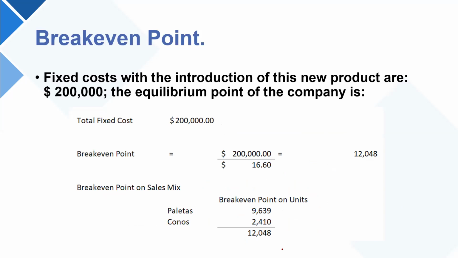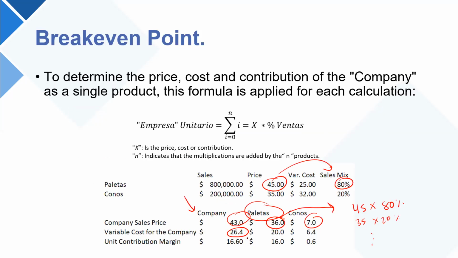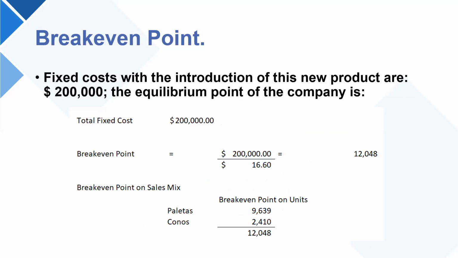So now that I have that, now I can get the company's unit contribution margin, which is the number that I need for my break-even point formula. So if I have now 200,000 pesos of fixed cost, all I need to do is just divide it by the unit contribution margin, and then I find the break-even point of the business.